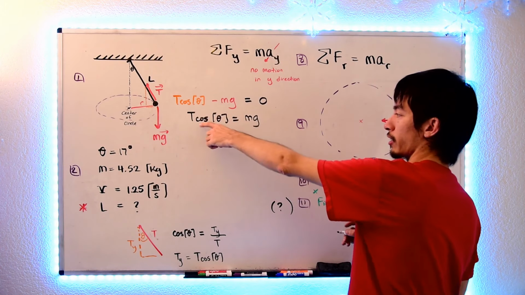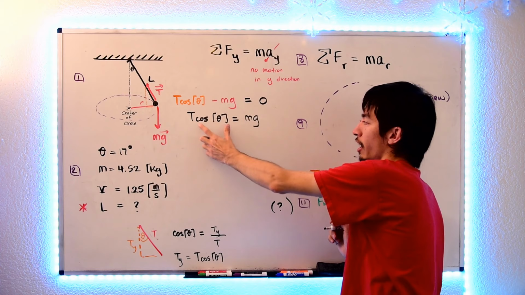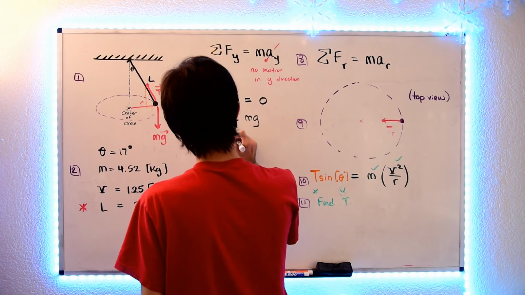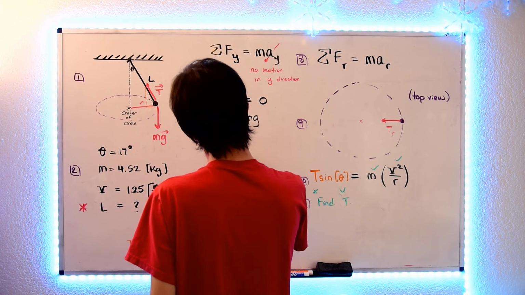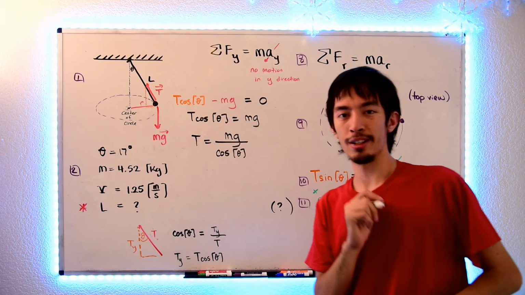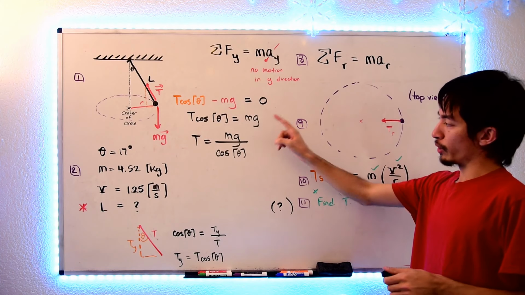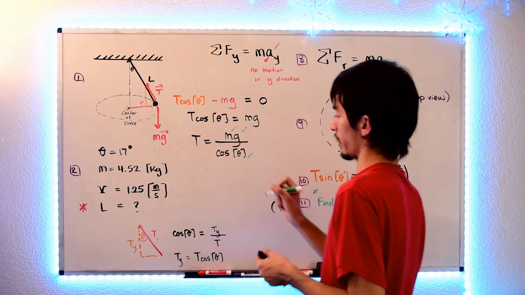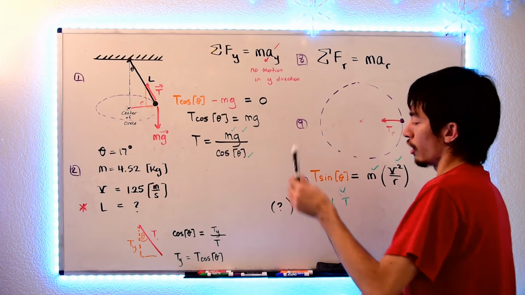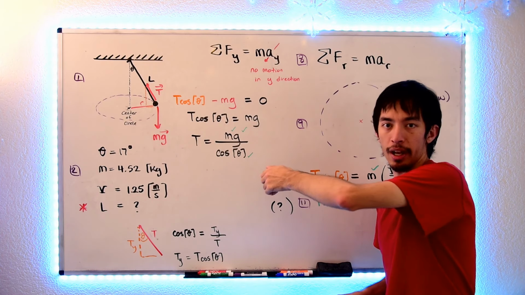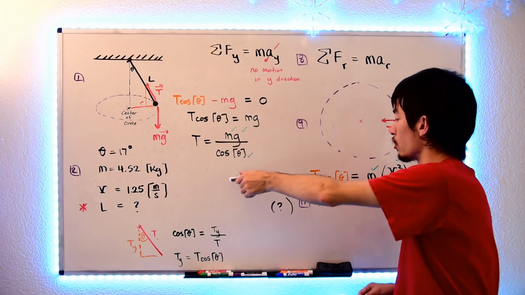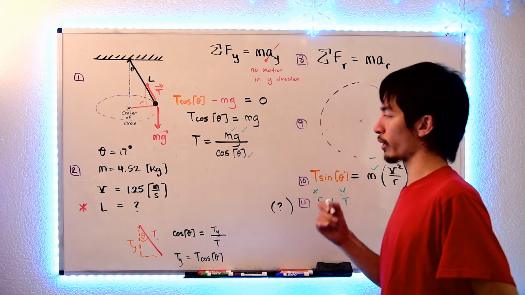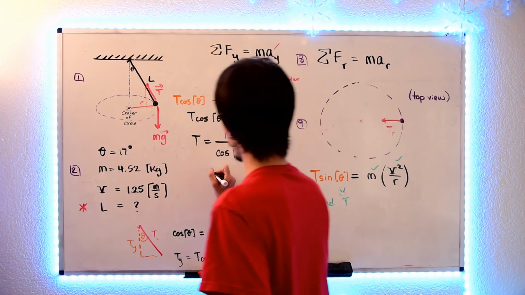So from here, we need to get T by itself, so we're going to divide off by cosine theta to the right side. So T equals mg divided by cosine theta. We do have everything. So we've got the mass, got g, and got theta. We could either just plug it in here and calculate that tension, or we could drop it into here and continue solving it. What I'll do is break it into different parts.